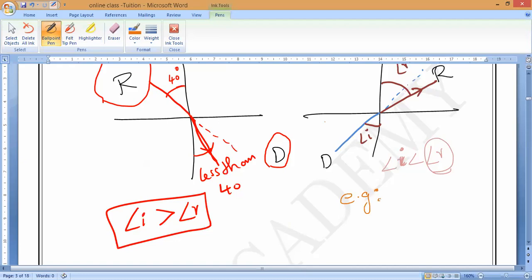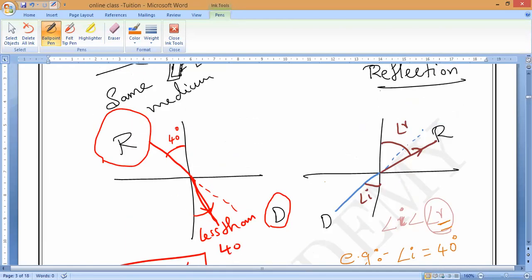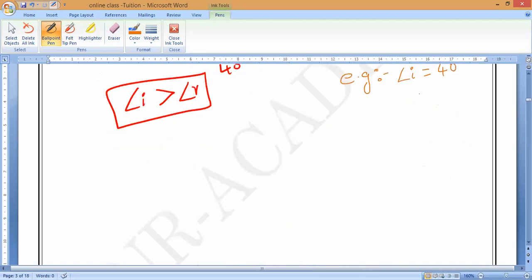When it is entering, for example, I am saying the angle of incidence is, let me imagine, equal to 40 degrees. Now, what about the angle of refraction? Is it more than 40 or less than 40? More than 40, sir. Confidently say. More than 40. So let me take, for example, it is 50 degrees. Is it okay, guys? Yes, sir.